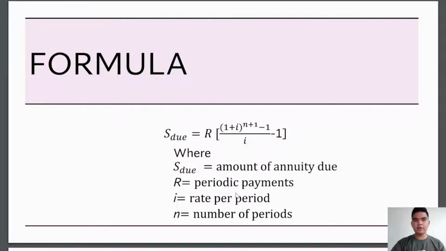So the formula for annuity due is S = R[((1 + I)^(N+1) - 1) / I - 1], where S is equal to the amount of annuity due, R is equal to periodic payments, I is equal to rate per period, and N is equal to the number of periods.